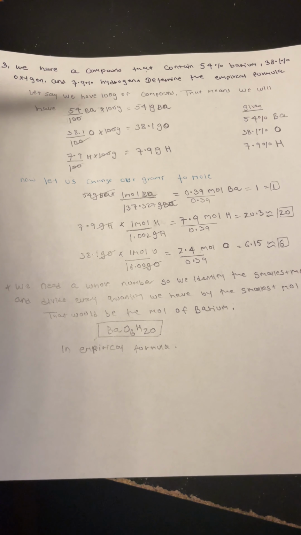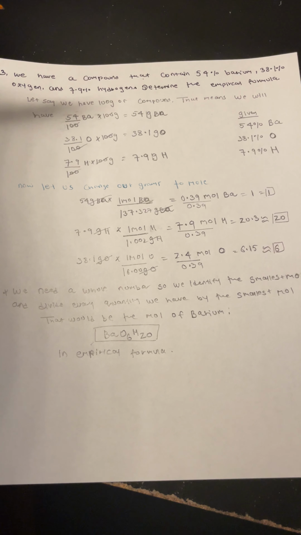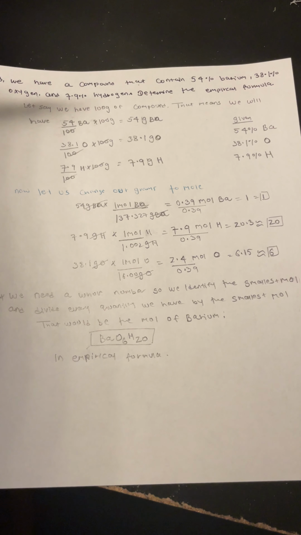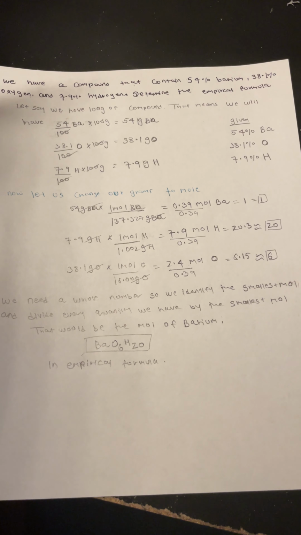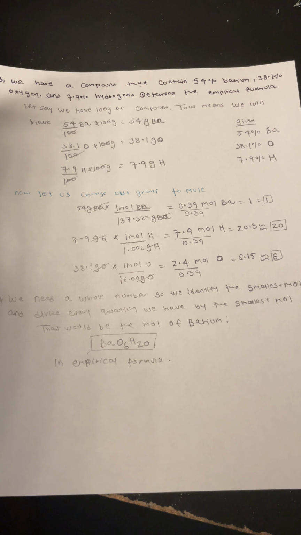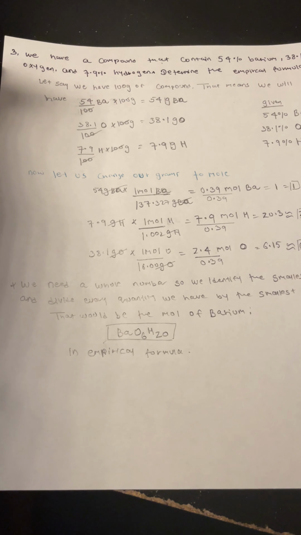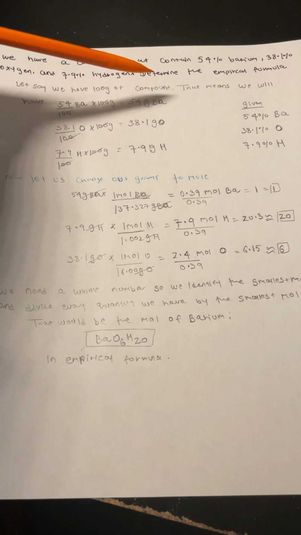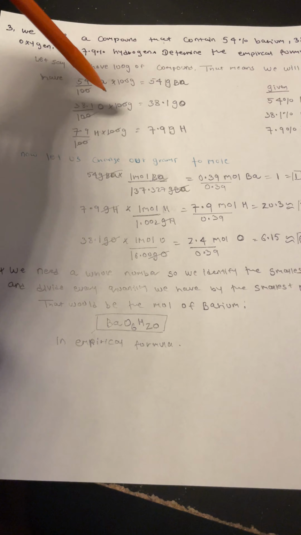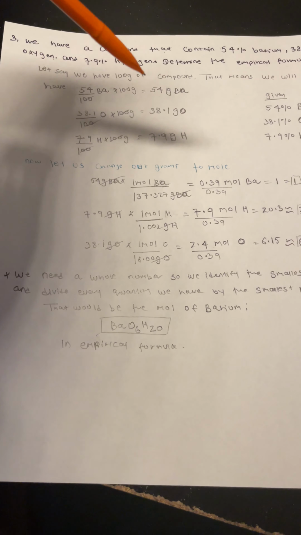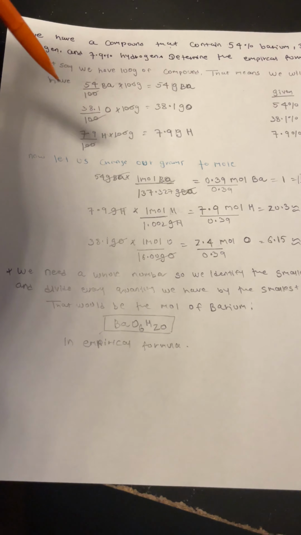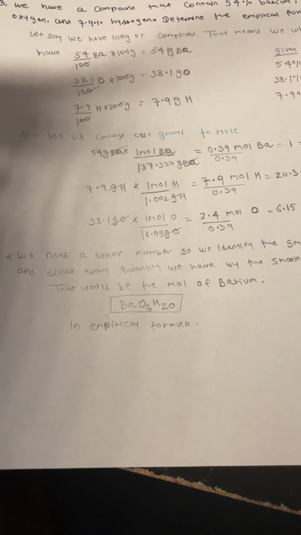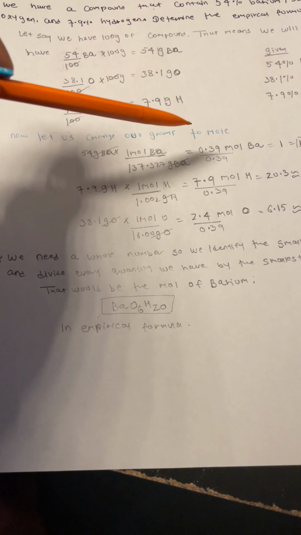Number 3, we have a compound that contains 54% barium, 38.1% oxygen, and 7.9% hydrogen, and we need to determine the empirical formula. So let's say we have 100 grams of compound to make our calculation easier. That means we are going to have 54 grams barium, 38.1 grams oxygen, and 7.9 grams hydrogen. Now what we want to do is change our grams to moles.